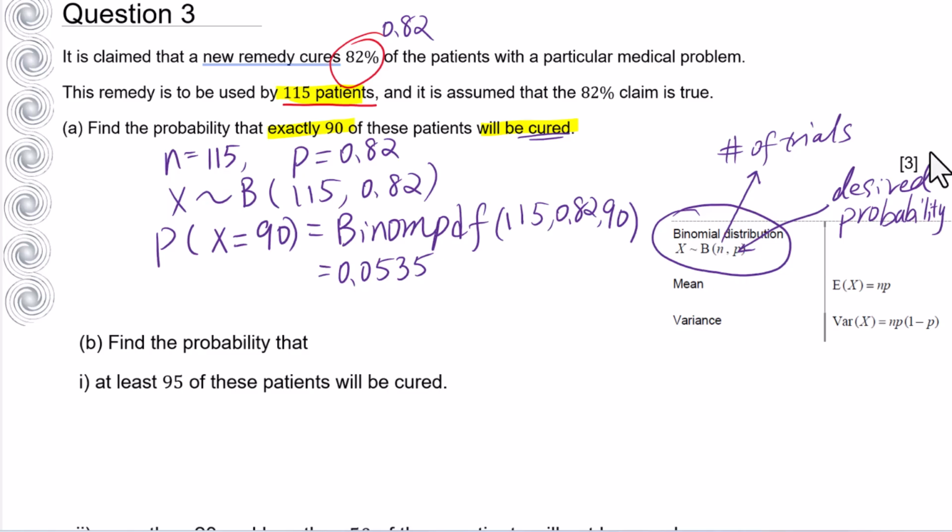Let's go to part B. Find the probability that at least 95 of these patients will be cured. This desired probability is still 0.82. We are looking for the probability of X greater than or equal to 95. This time, we need to go to binomial CDF.